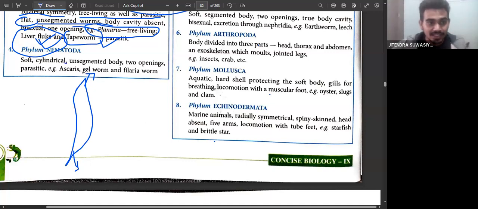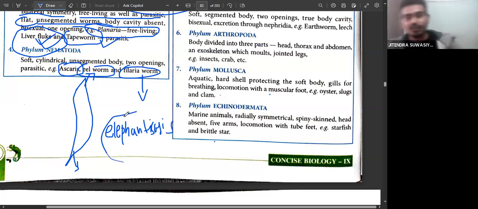Ascaris, we have seen about Ascaris. Eelworm, filarial worm. Filarial worm is something that causes elephantiasis. There is one disease that is called elephantiasis. That elephantiasis is caused because of filaria. In Hindi, people used to say hathi paw ho jana. So that is filarial worm.